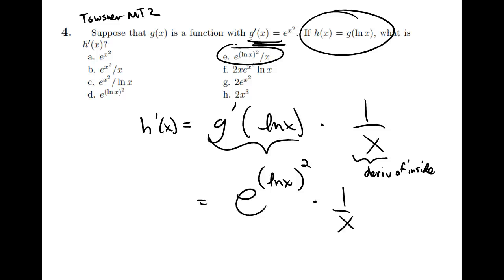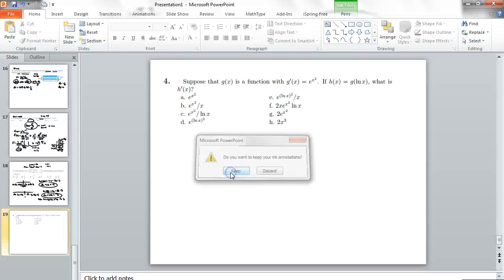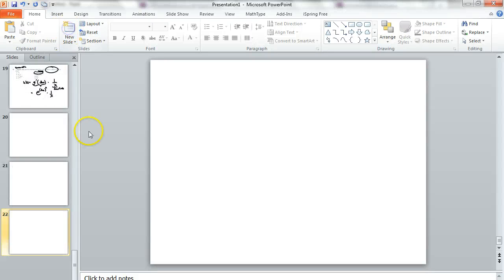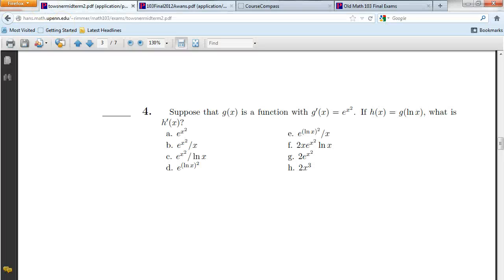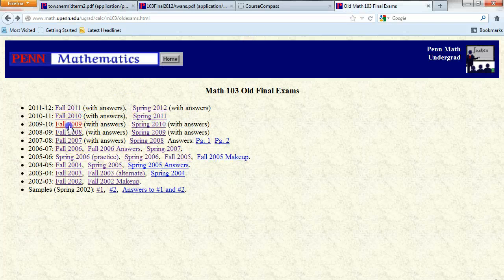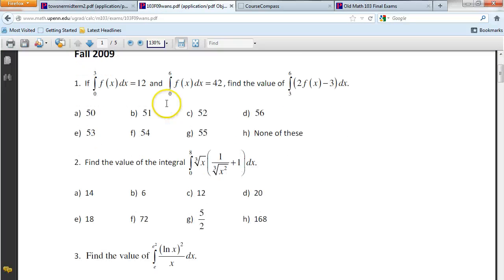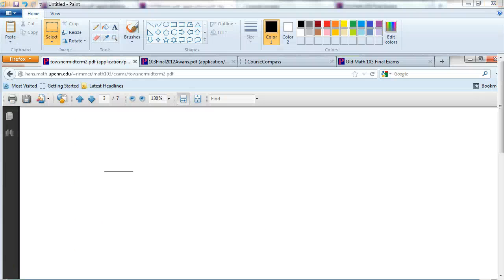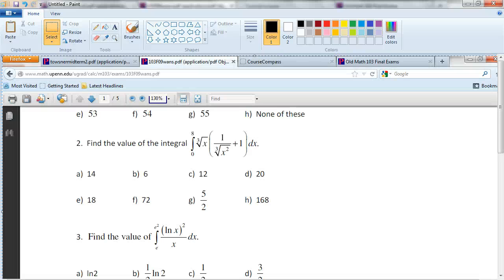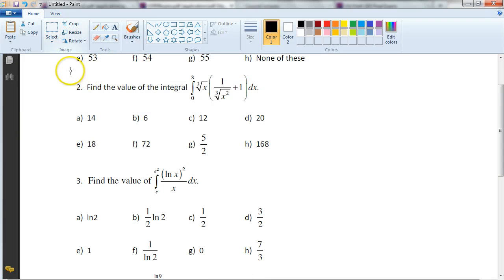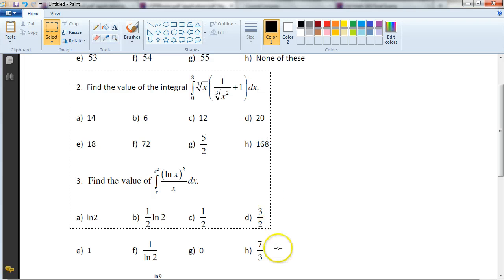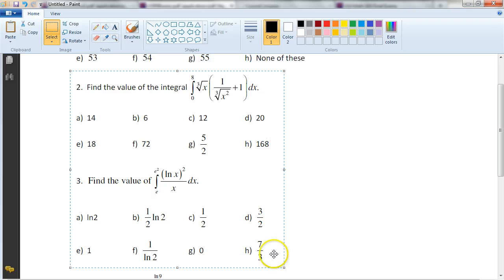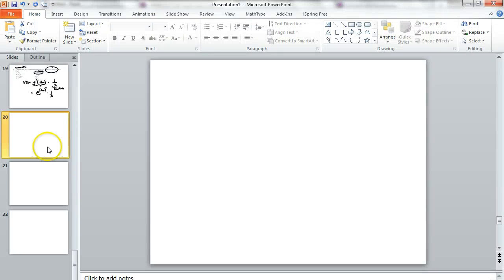Fall 2009, numbers 2 and 3. Integration problems. I'll get you set up on them. We almost made it to the end of the list. It's crazy. It's efficient.